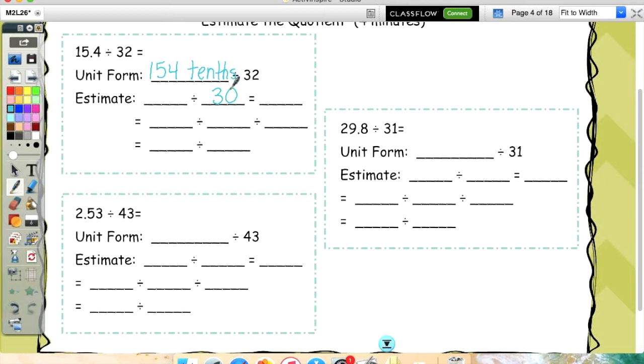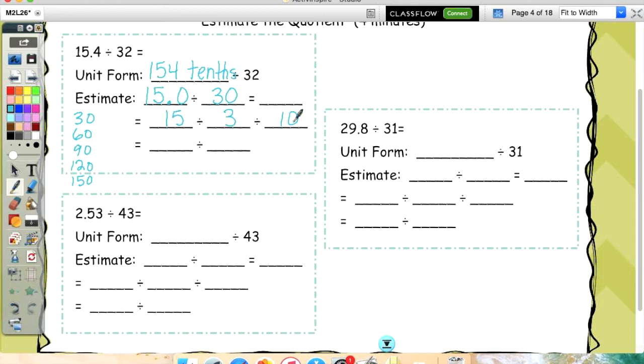When we're doing long division, after I round my divisor, what do I do? You skip count. So I'm going to skip count by 30s because I'm going to find a number close to 154. What is it? 150. However, it's 150 tenths. So 150 tenths is what number? 15. So I'm going to do 15 divided by 3 divided by 10.